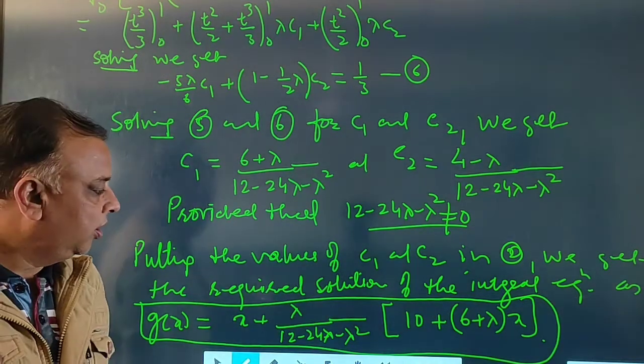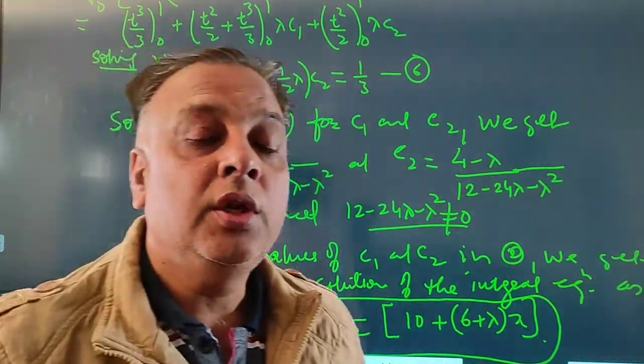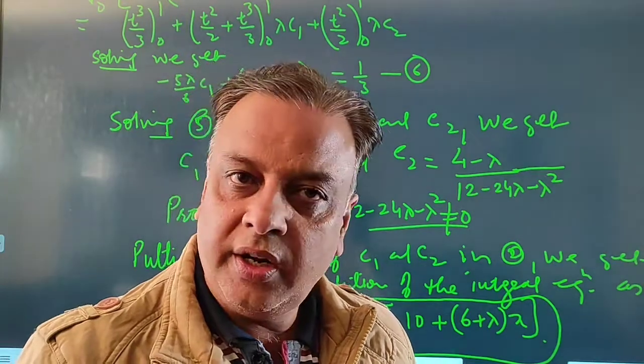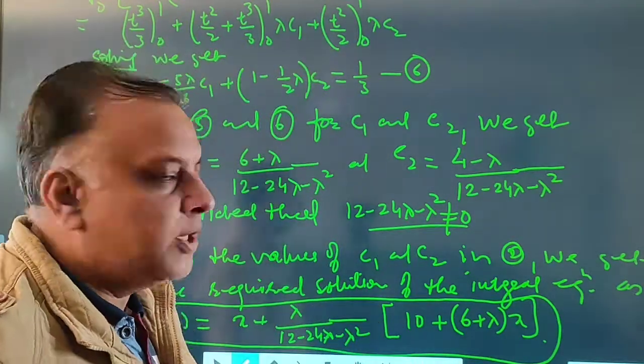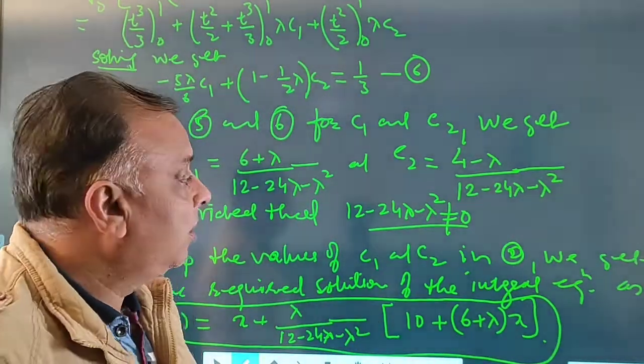So in this manner we can find the solutions of the general Fredholm integral equation of the second kind of special type, which are of the separable kernels.